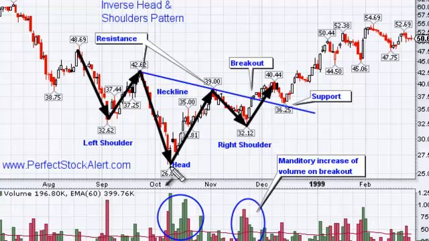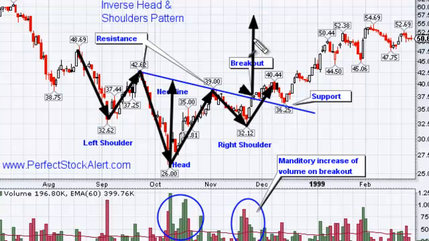Draw a straight line from that point all the way up to the neckline. That distance, or that amount of move there, will be duplicated from the breakout point. Here's the breakout point where price closed above that neckline, so you can take this distance and expand it here and get a projection of how much or how far you think price is going to go.